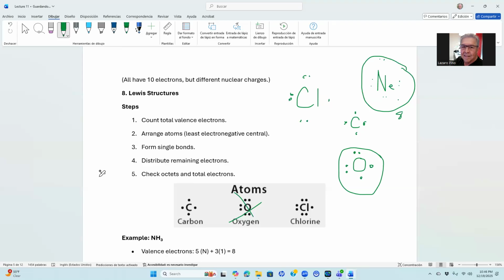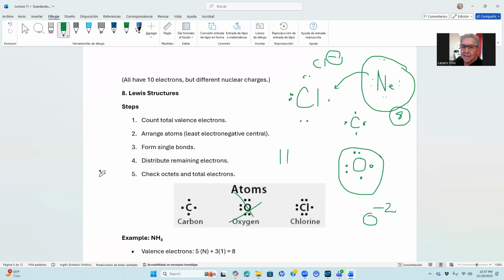8 electrons give stability to the atom. Then chlorine, in order to be stable, needs how many electrons? 1 electron. That's why chlorine makes chloride ions by gaining 1 electron. What about oxygen? Oxygen needs 2 electrons. That's why it makes the anion oxide with 2 extra electrons to get the noble gas configuration, in other words, 8 electrons.